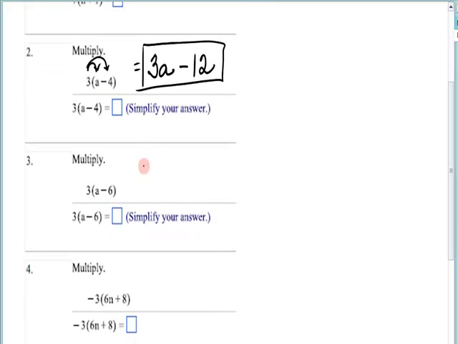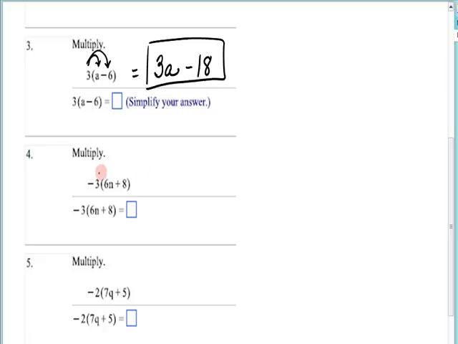Let's look at number 3. Distributive property. 3 times a is 3a. 3 times negative 6 is negative 18. Not like terms. Done. Next, now this time, for the first time, I'm distributing a negative, so I have to be a little more careful with my signs. Negative 3 times 6n is negative 18n. Negative 3 times positive 8 is negative 24.